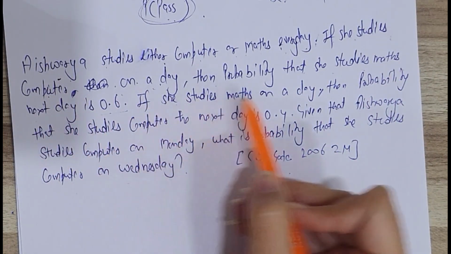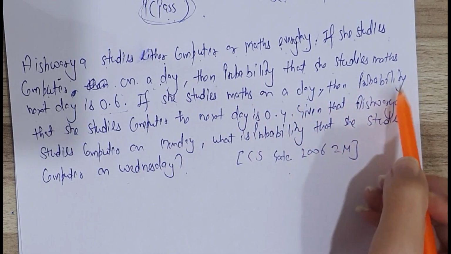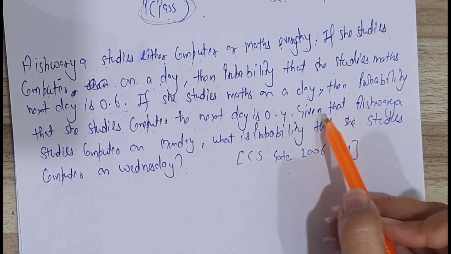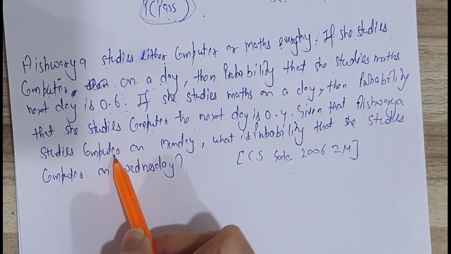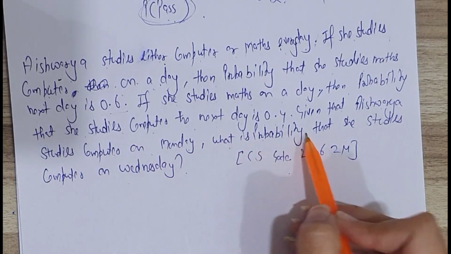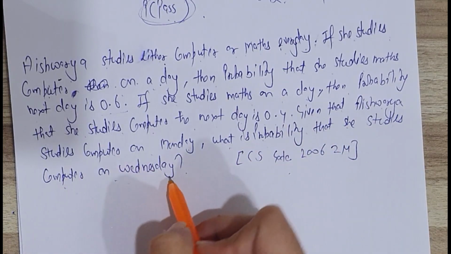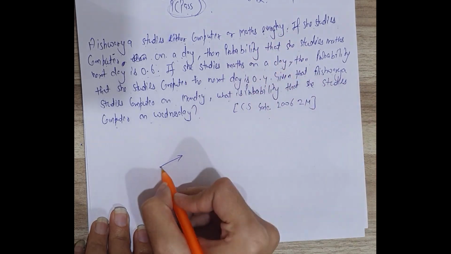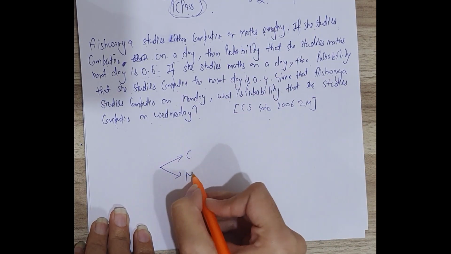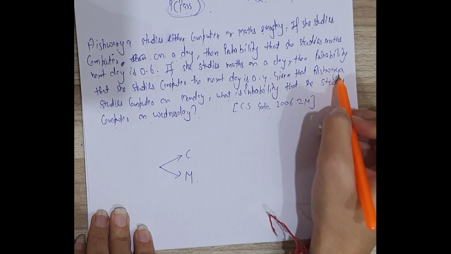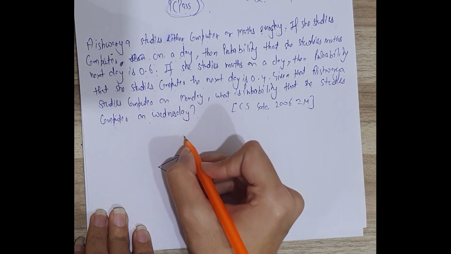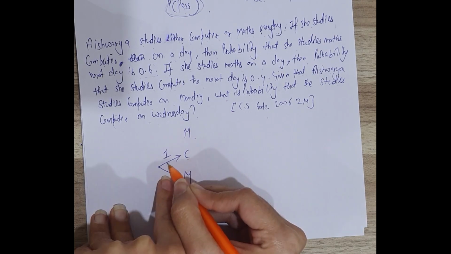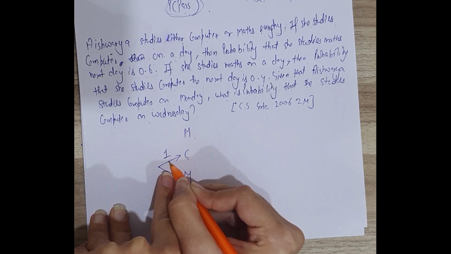If she studies maths on a day, then the probability that she studies computer the next day is 0.4. Given that Aishwarya studies computer on Monday, what is the probability that she studies computer on Wednesday? She studies computer and maths every day. They are saying that on Monday she studies computer. They confirmed that she studies computer on Monday.